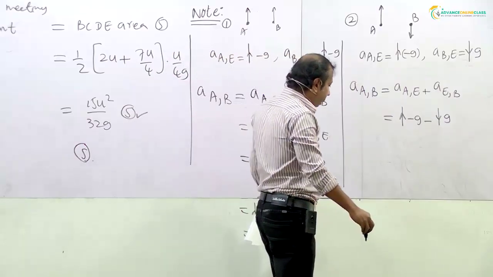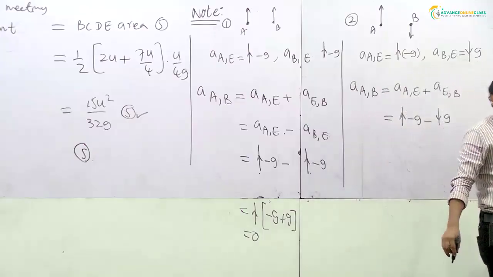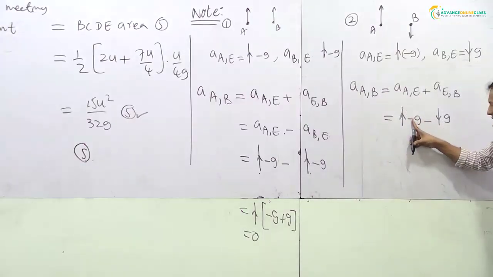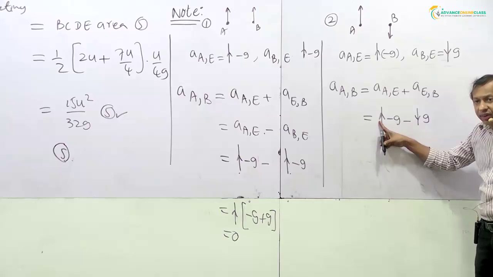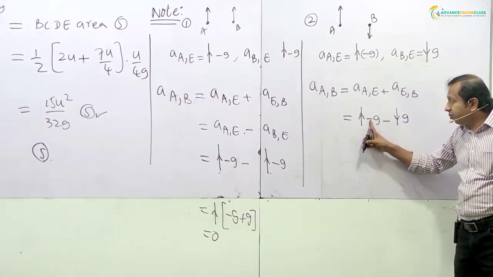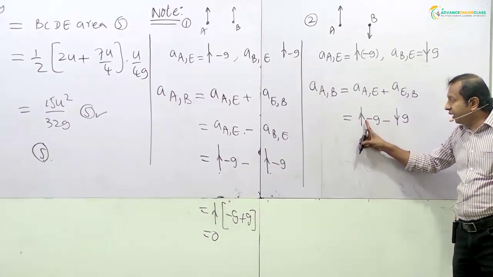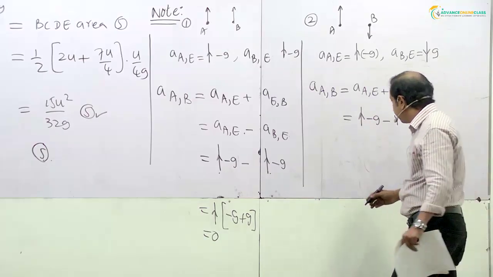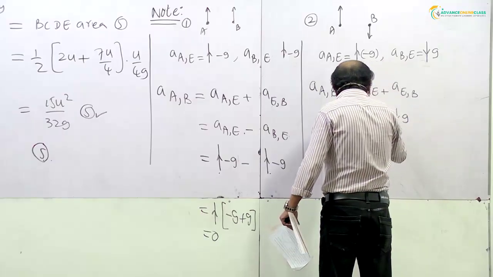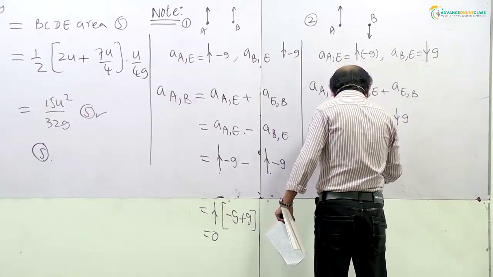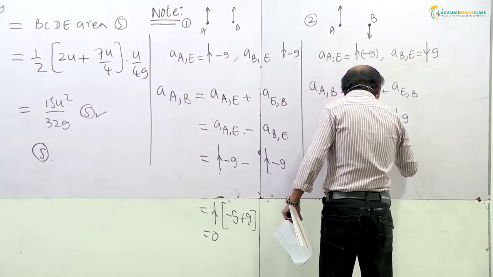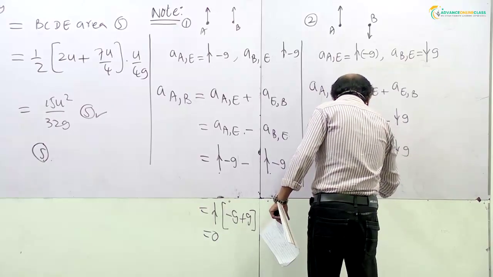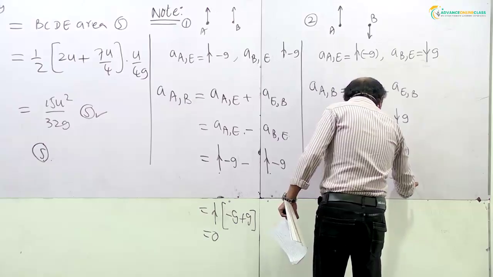Now see what happens there. This minus sign and this upward arrow I take together. When I take the minus sign and upward arrow together, what can I say? We get a downward arrow, no? Downward arrow. This and this we take together. Downward g minus downward g. Take the downward arrow out. g minus g, 0.